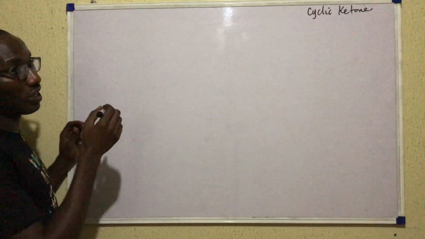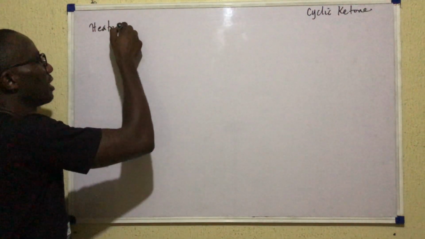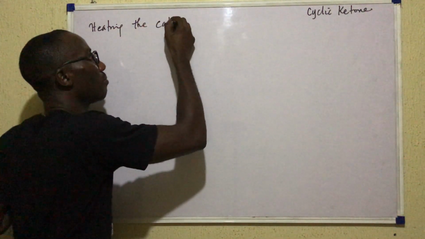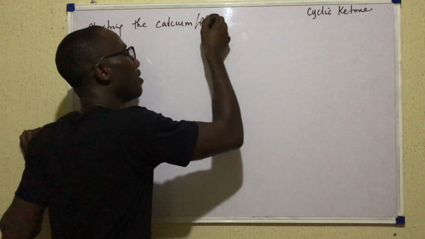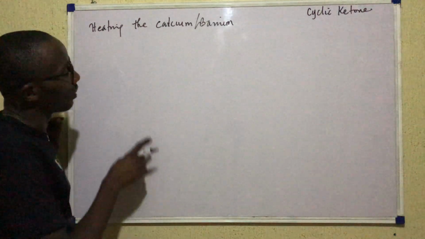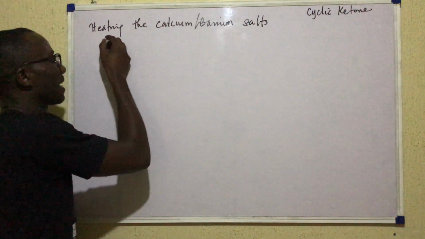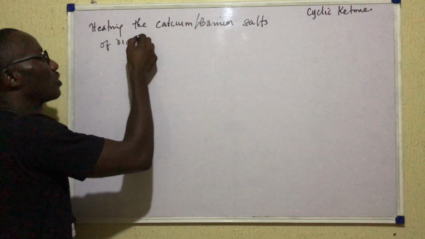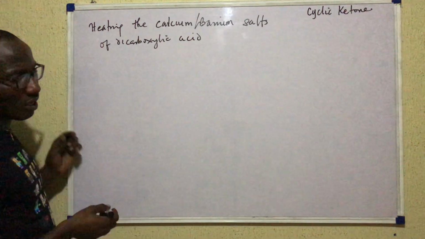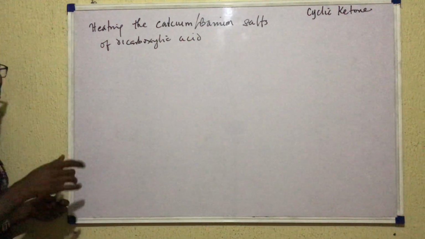Now this reaction involves heating. And what are we heating? The calcium or barium salts of dicarboxylic acids. You remember calcium and barium are both in group 2A. So if we have a dicarboxylic acid and then we take its calcium or barium salt and we heat it, we get a cyclic ketone.